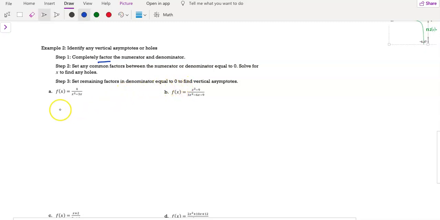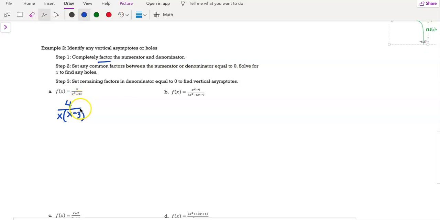So what does this look like? Let's look at example letter A here. All right, our numerator is 4, so we really can't factor that at all. However, our denominator is x squared minus 3x. So we could take an x out of both of these. So if we were going to factor this, we'll leave this 4 over, now I'm going to factor out an x. So x times x is x squared, minus 3, because x times 3 would be that negative 3x there.